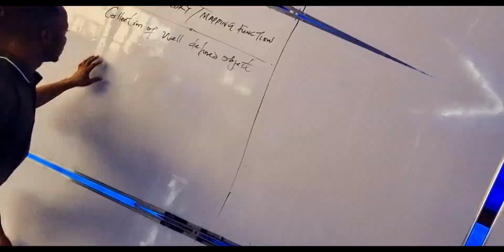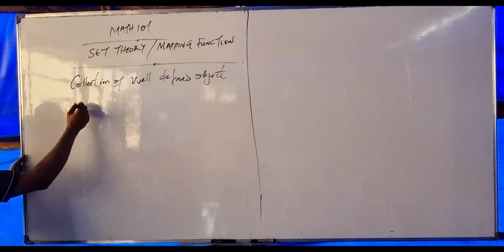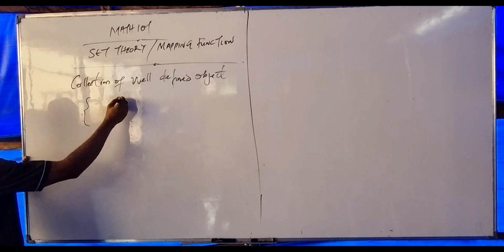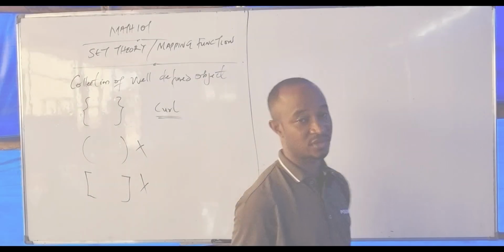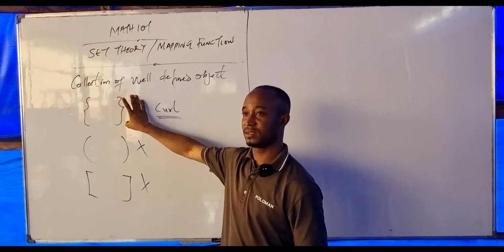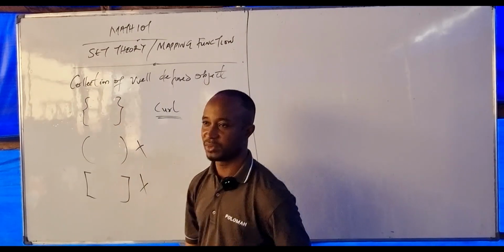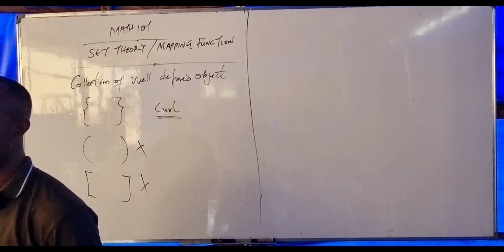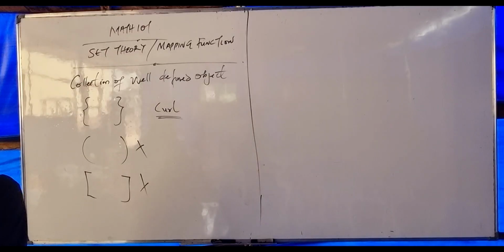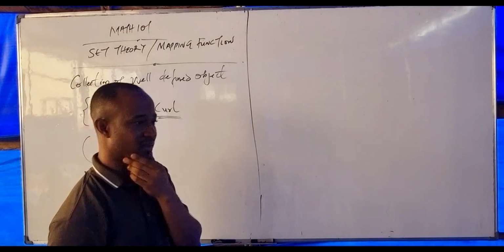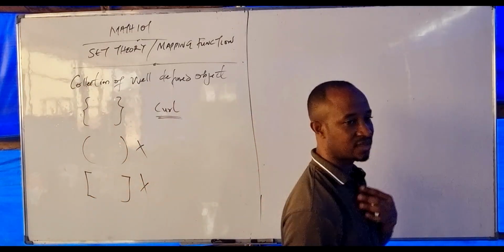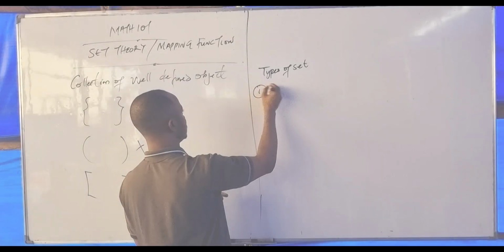Now the symbol for representing sets is this. So the symbol for set is this symbol here. Are you following? Put this down. Let's look at types of sets.